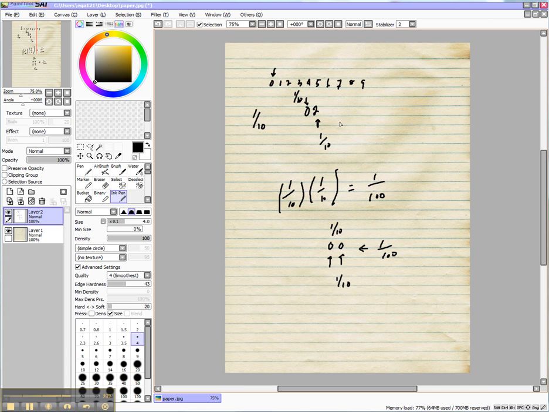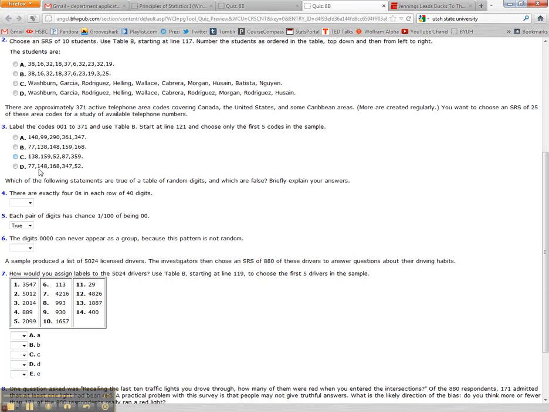And that's a principle that we teach later on. So again, 1 out of 100. Number 5 is true. And that's it. Hope that makes sense.